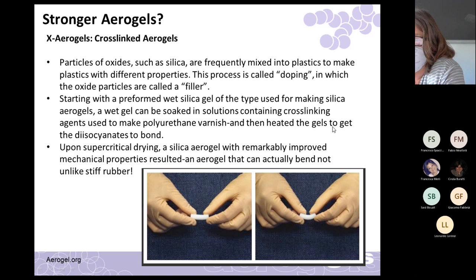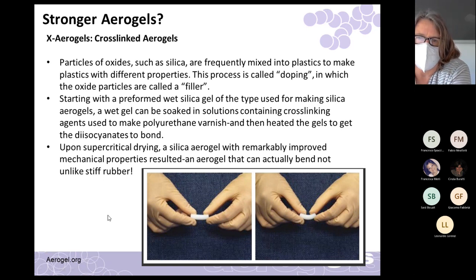Then they supercritically dried it, and it resulted in, these are some pictures of some of the first studies they've done with this, where the aerogel, again, it's not transparent. You completely lose that. It's opaque, but you can start to bend it, and you can do more with it. And since this initial work, there has been a lot of work looking at cross-linking aerogels.